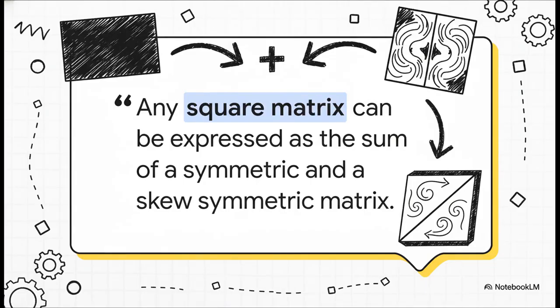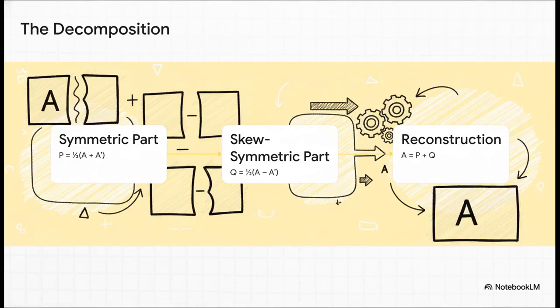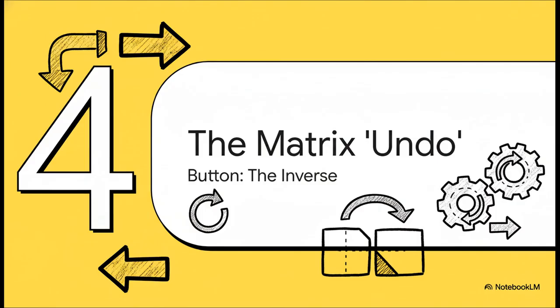And that brings us to the main event, Theorem 2. Honestly, this is one of the coolest ideas in linear algebra. It means you can take any square matrix, no matter how messy or random it looks, and split it cleanly into its pure symmetric part and its pure skew-symmetric part. So how do we actually do it? Well, it's basically a simple recipe. You take your matrix, A, and its transpose, A'. The symmetric part is just half of their sum. The skew-symmetric part is half of their difference. You add those two new pieces back together, and poof, you get your original matrix right back. You've just deconstructed it.